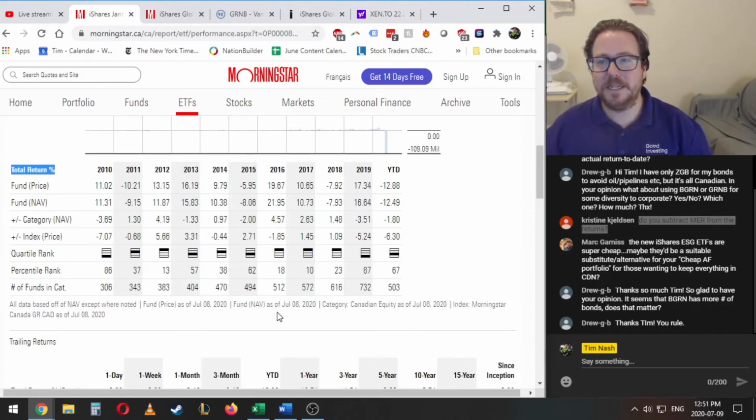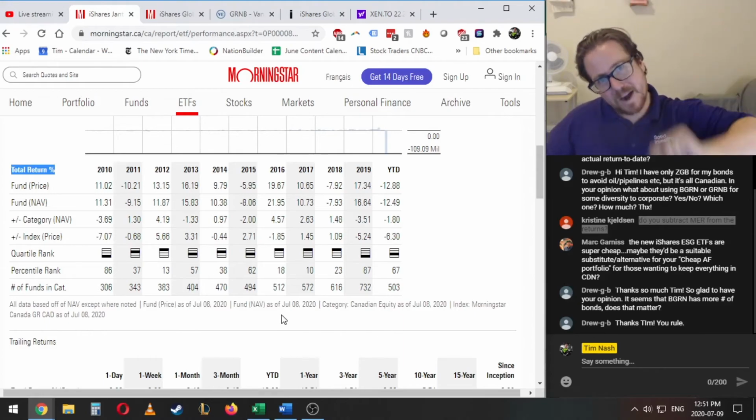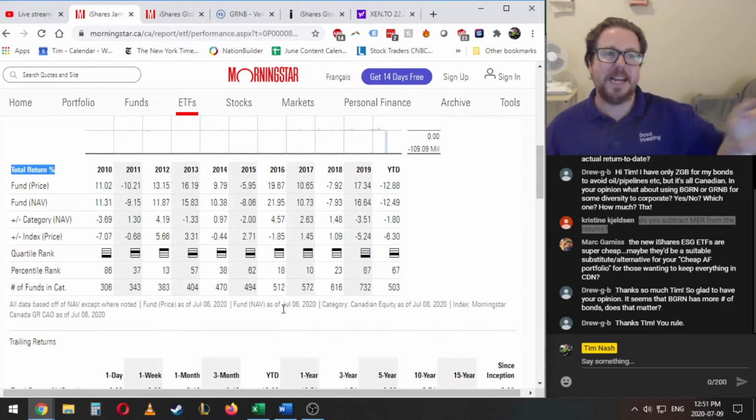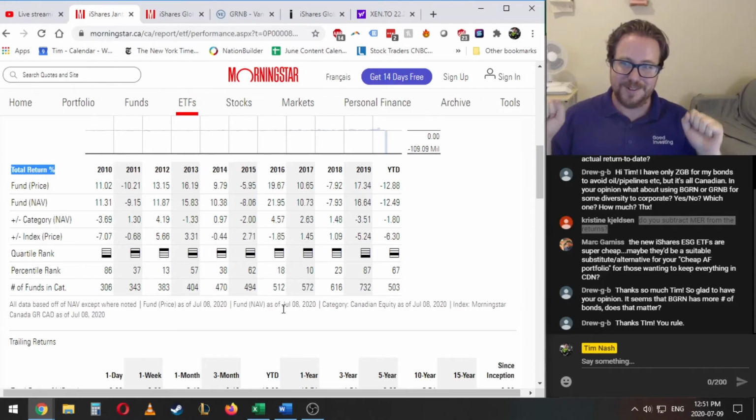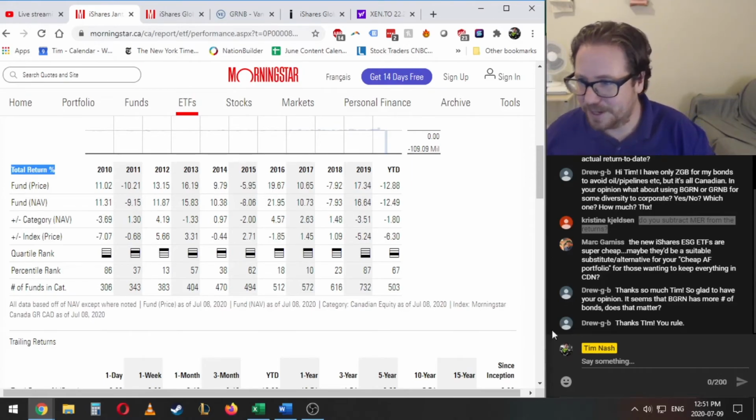That is going to give me the change in share price minus the fee plus the dividend, which is that nice all-in return. Hopefully that answers your question.